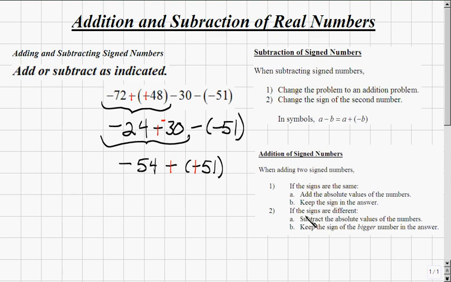Since we have different signs, subtracting the absolute values and keeping the sign of the bigger number will result in 54 minus 51 is 3, and the sign of the bigger number is negative. So our result is a negative 3. The final answer is negative 3.